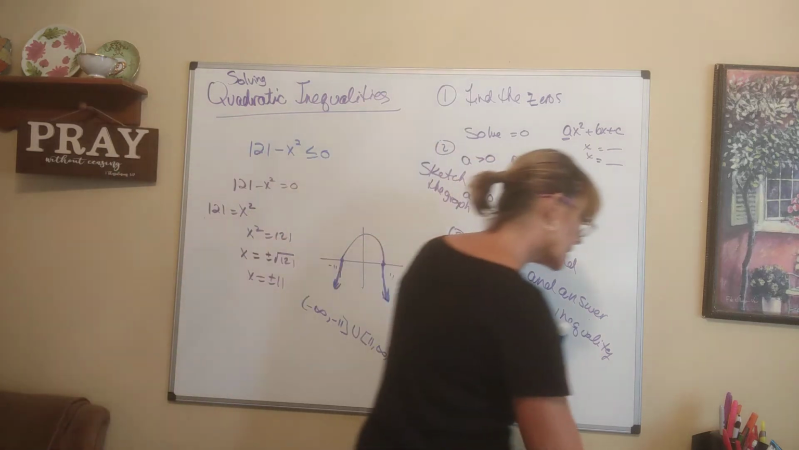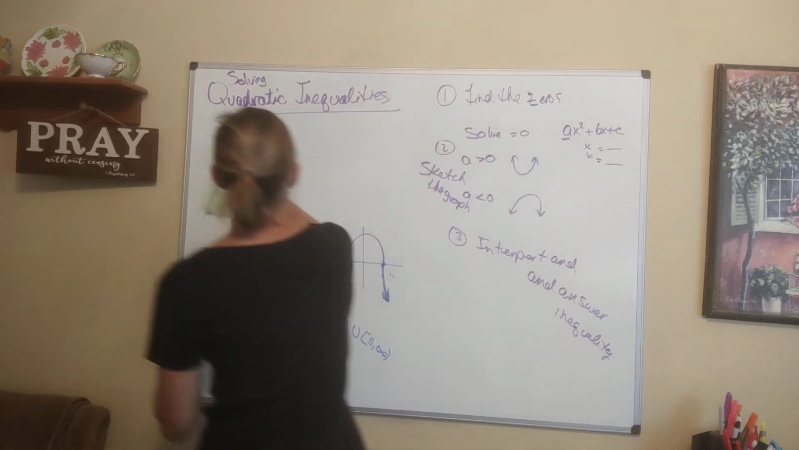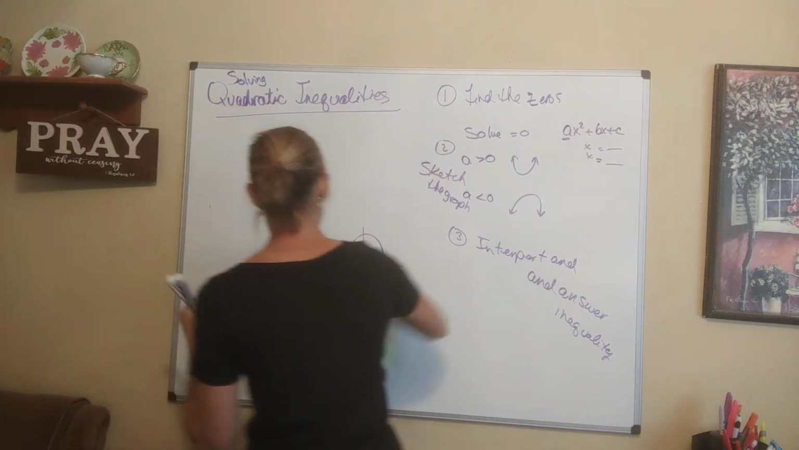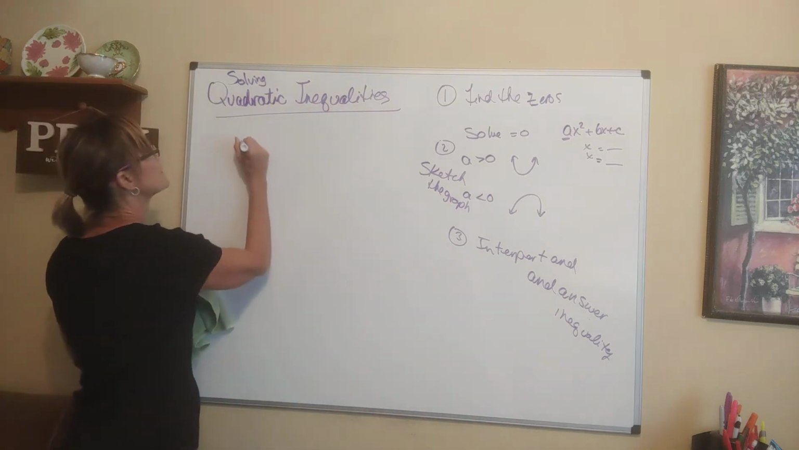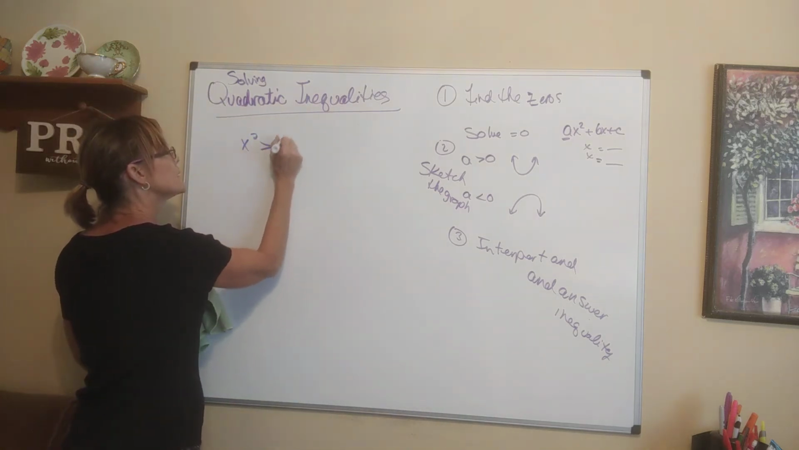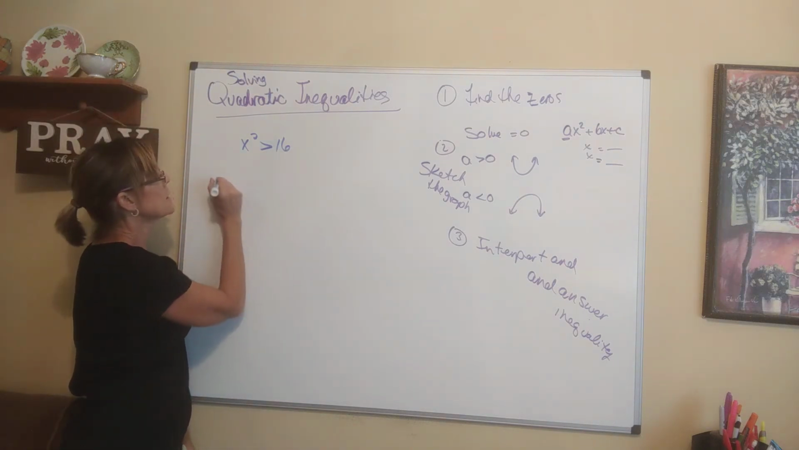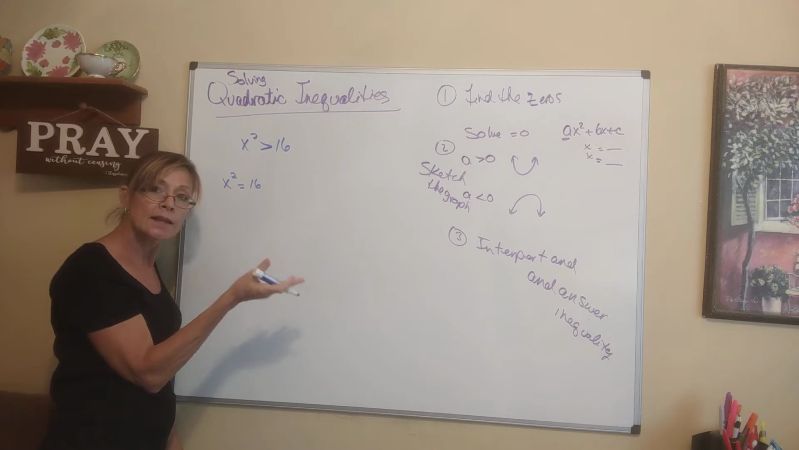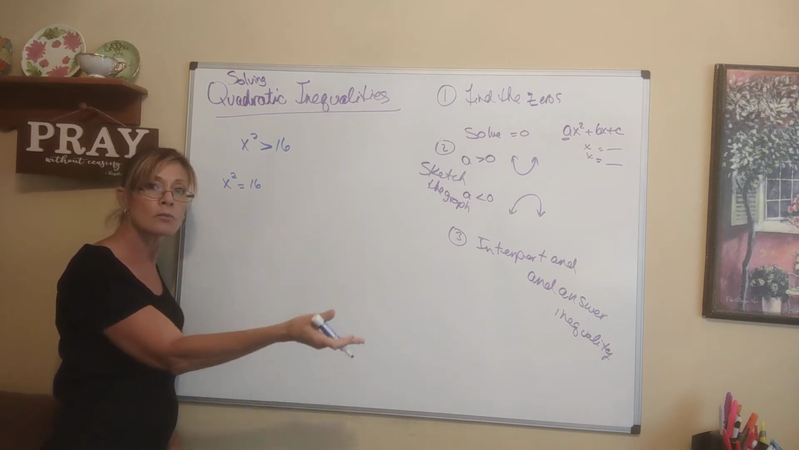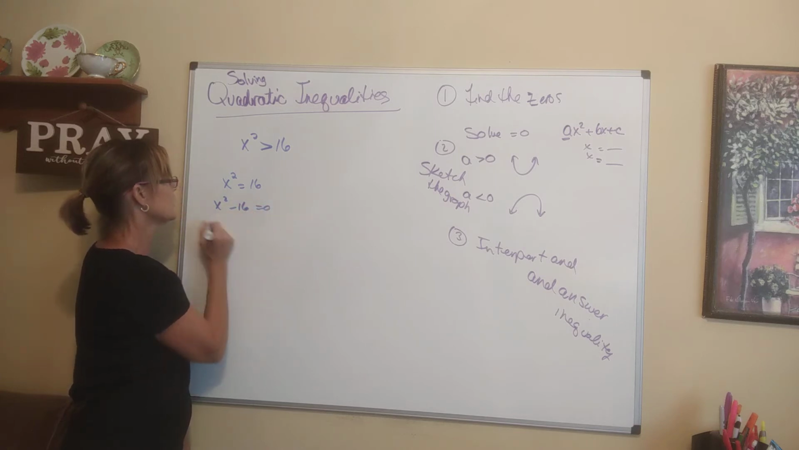Number 4 looks like this. Solve x squared is greater than 16. Okay. First, we're going to set this equal instead of greater than. So x squared equals 16. I can take the square root of both sides like I did in the last example, but just to show you other examples, I'm going to get a 0 on one side, and I'm going to choose to factor this.